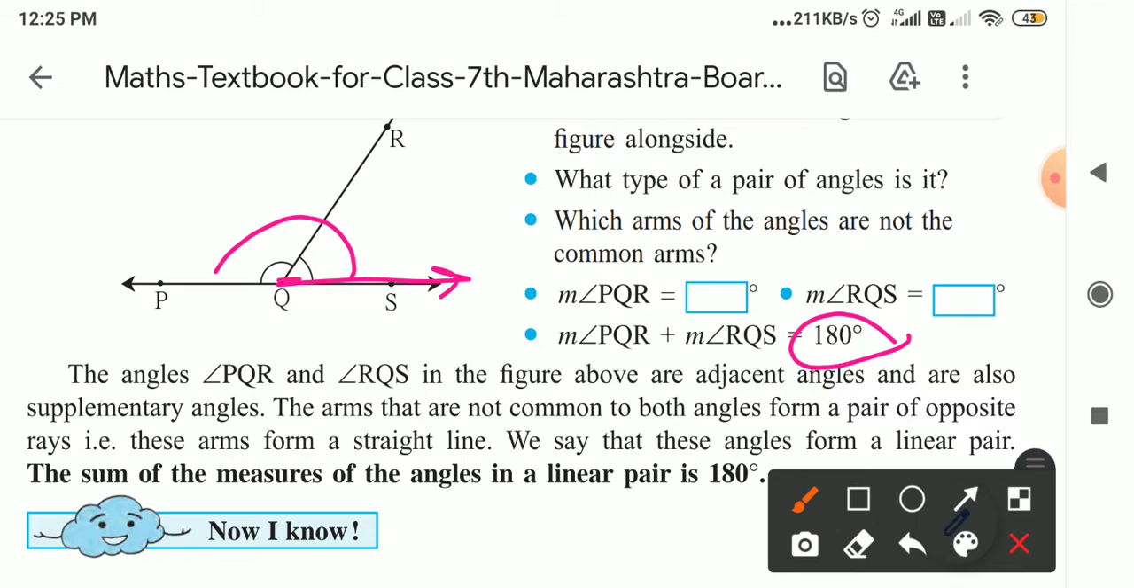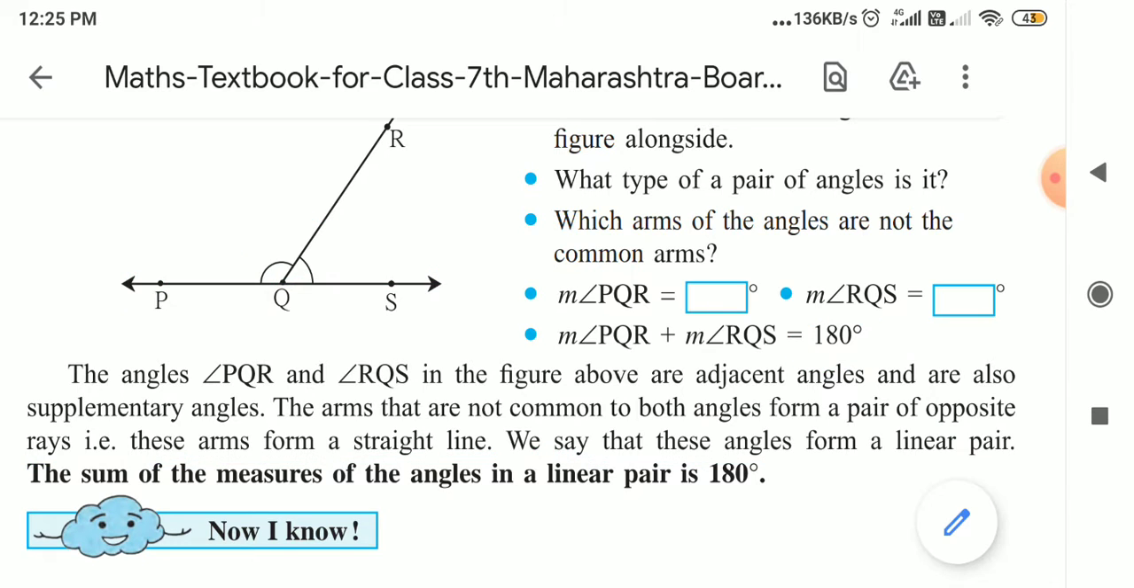So QS is opposite to QP. Okay, opposite ray. That is, these arms form a straight line. So we say that these angles form a linear pair. Such a type of angles are called a linear pair.